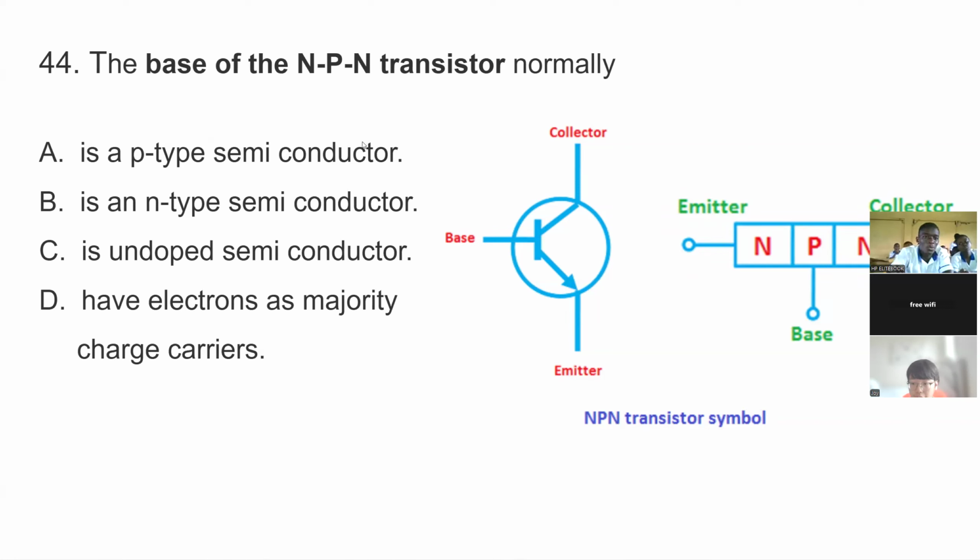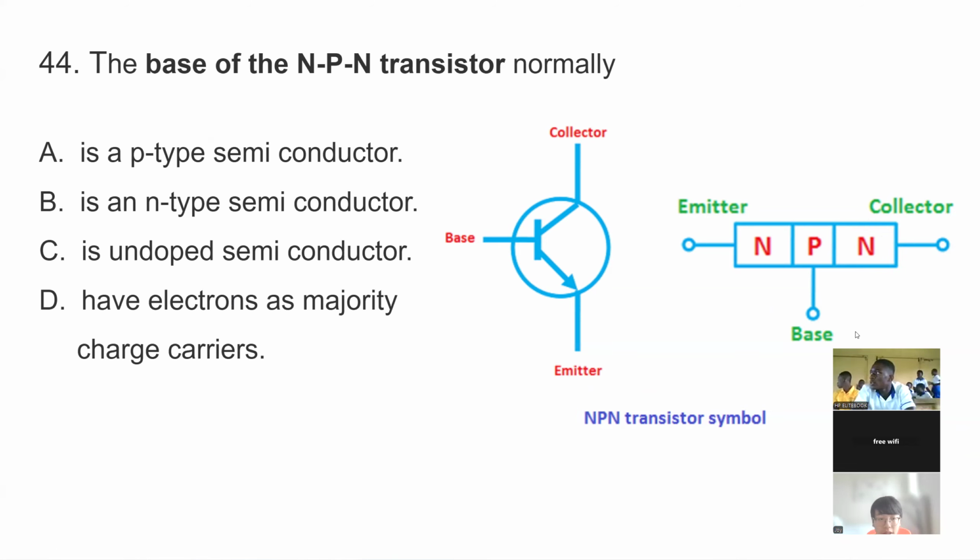So this is the last question. This is really the last question of the day. The base of the NPN transistor normally: A, is a P-type semiconductor; B, is an N-type semiconductor; C, is an undoped semiconductor; or D, has electrons as majority charge current carriers. B. Is it B?